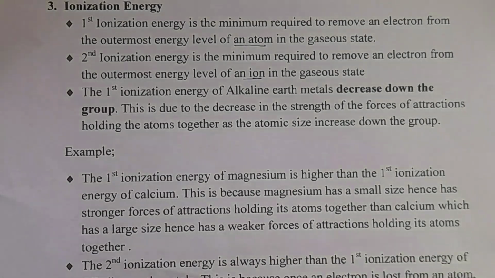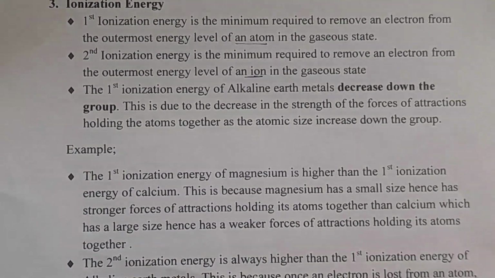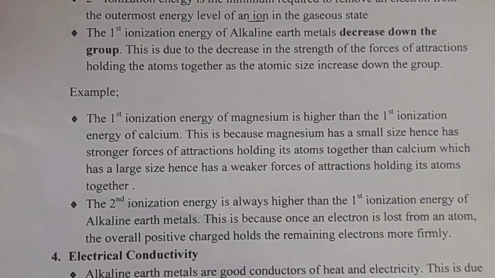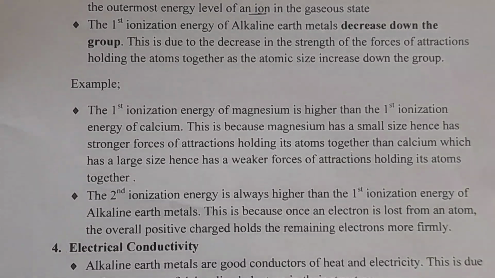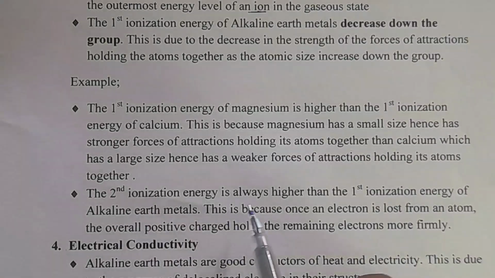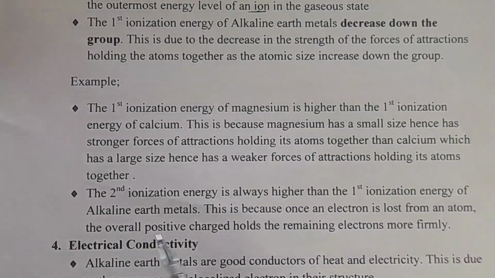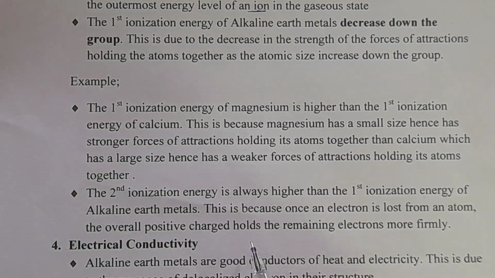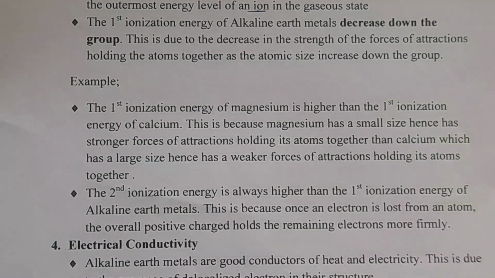Okay, next, let's now compare the first and the second ionization energy of alkaline earth metals. We are saying the second ionization energy of alkaline earth metals is always higher than the first ionization energy. Reason? This is because once an electron has been lost from an atom, the overall positive charge holds the remaining electrons more firmly. That means removing a second electron from an ion requires more energy than the first electron.